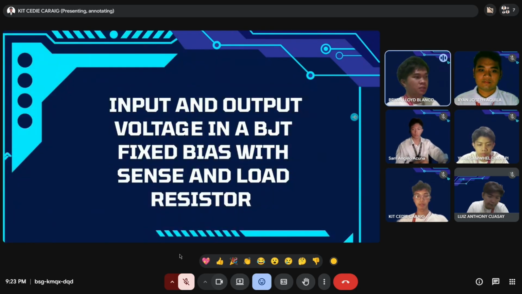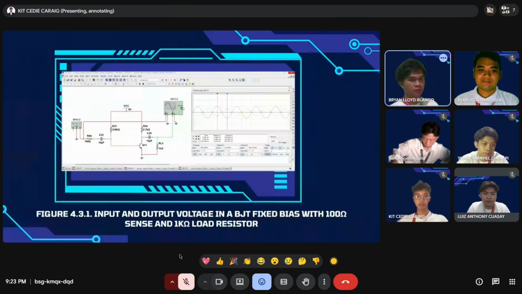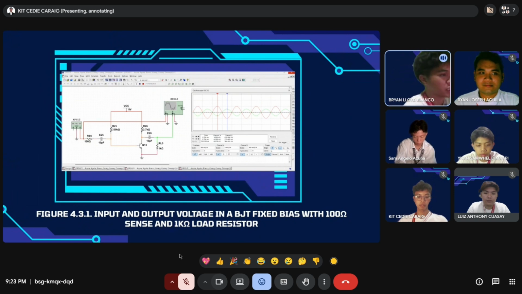For part 3, combined effect of proportional sense and load resistance. Next slide. For figure 4.3.1, 100 ohms and 1,000 kilo ohms load, the oscilloscope reads about an input of the same 4.99 millivolts and approximately output of 270.69 millivolts. Dividing both, we get 54.25. And again for the 5 millivolt source reference, 270.69 millivolts divided by 5 millivolts gives 54.42.